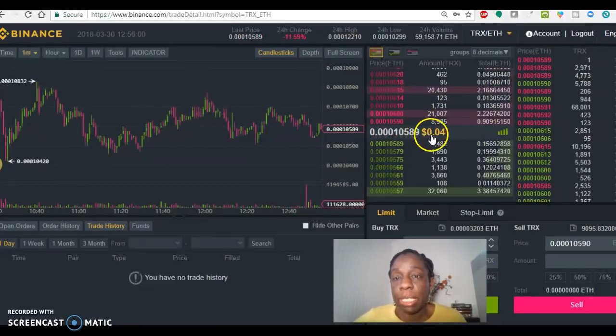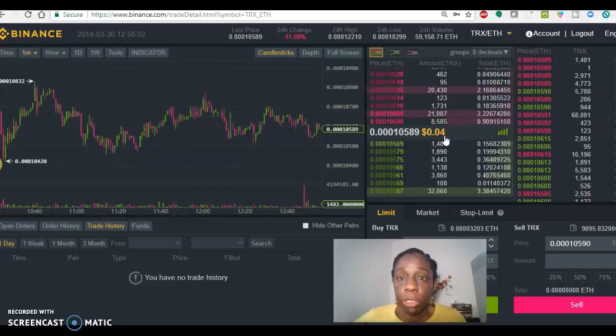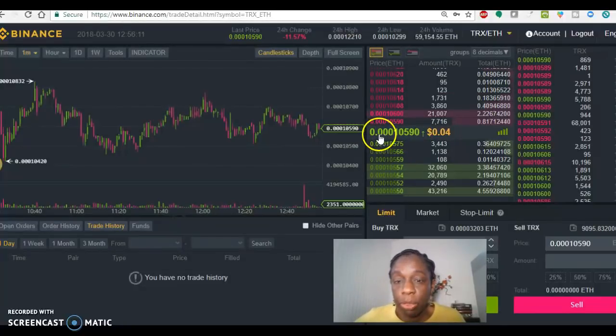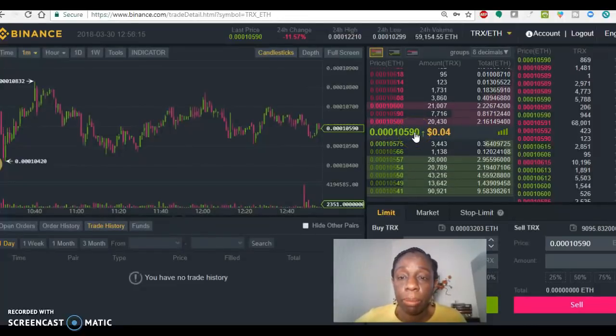And right now you can see the price is at 4 cents, and here it shows you the proportion that is in Ethereum. So I've got all these zeros, 0.0001059 of an Ethereum is equivalent to 4 cents.